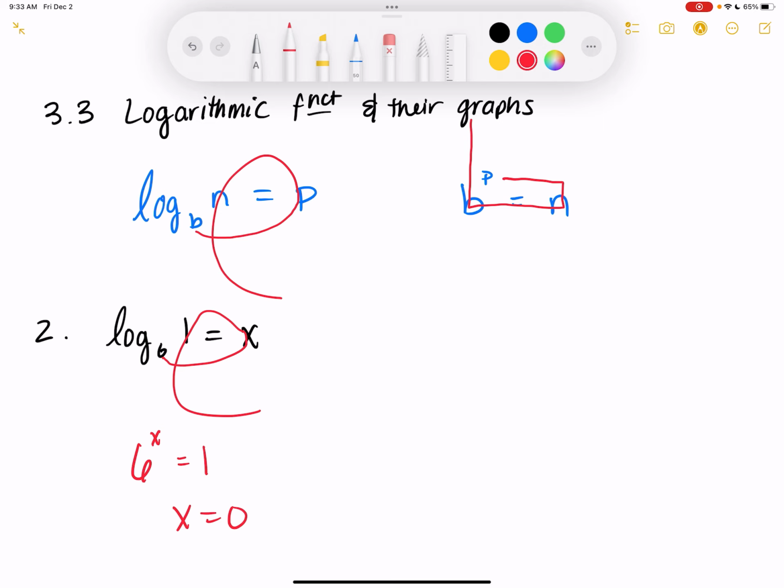So the properties are just to help you. You don't have to state them. It just makes it easier.